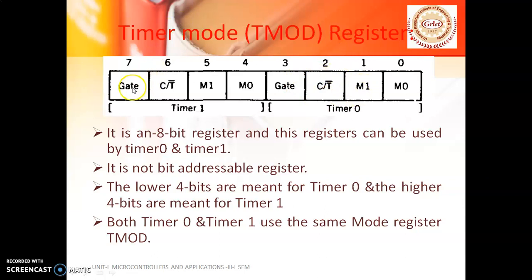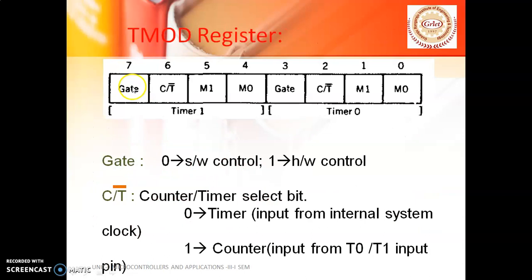Now let's see the functionality of each and every bit. Let us go with the gate bit. The gate bit is used to activate or deactivate the timer counter with the help of hardware and with the help of software. If the gate bit is programmed to 0, we can control the operation of the timer with the help of software. If the gate bit is programmed to 1, we can control the operation of the timer with the help of hardware.